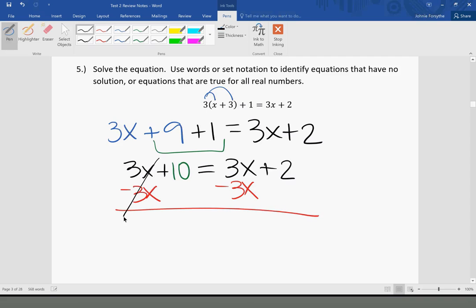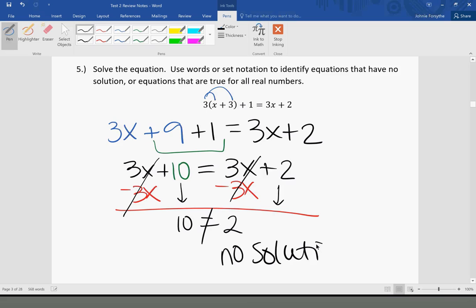So 3x minus 3x cancels out. And so I just have this positive 10 equals, and then 3x minus 3x cancels out again, and I'm going to bring down that positive 2. So all I have left is 10 equals 2. Now 10 does not equal 2. That is a false statement. So this means that there is no solution to this equation. And that is your answer, no solution.